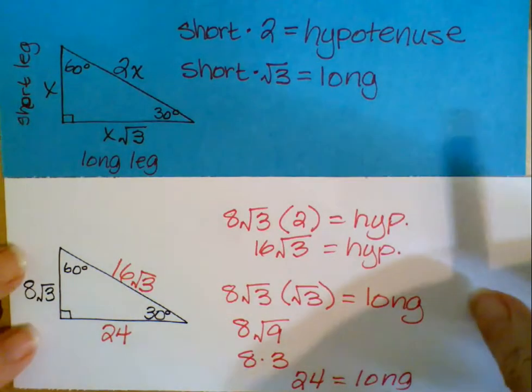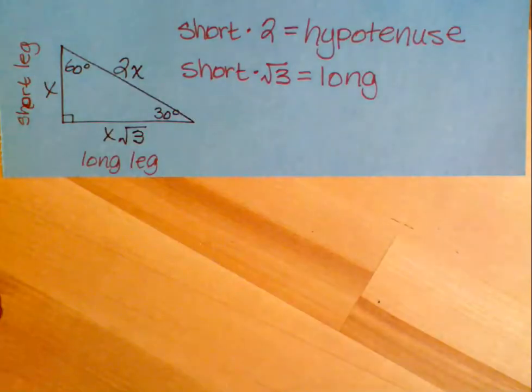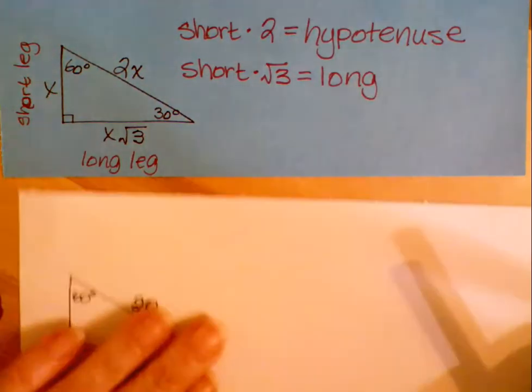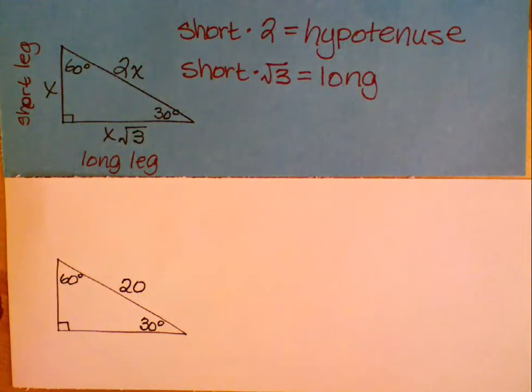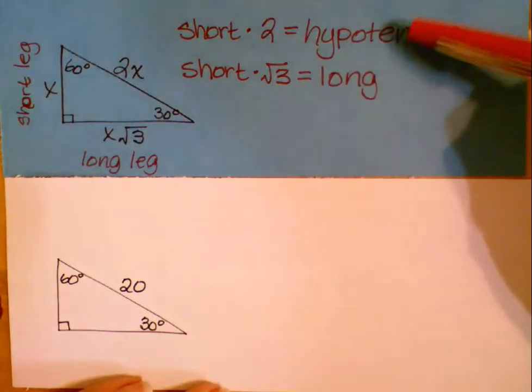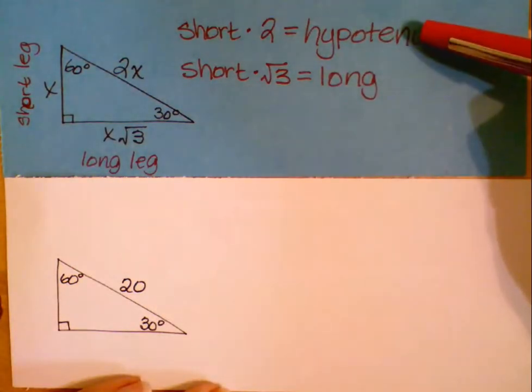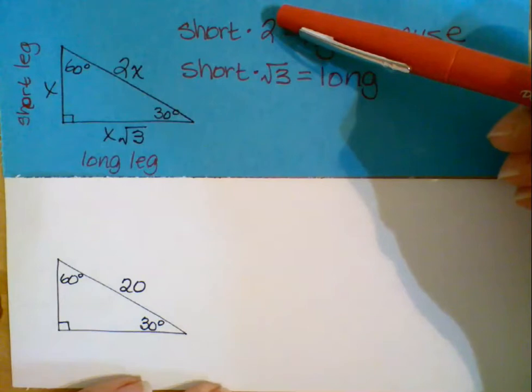So let's look at another scenario of what you could be given. In this case, we're going to be given the length of the hypotenuse as 20. So what I'd want to do with that is substitute it into our equation in place of the hypotenuse and determine the length of the shorter leg.